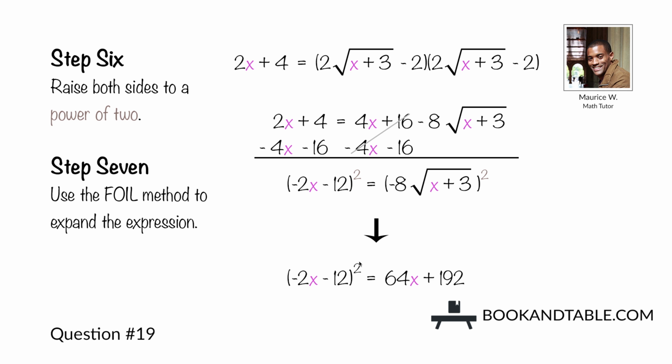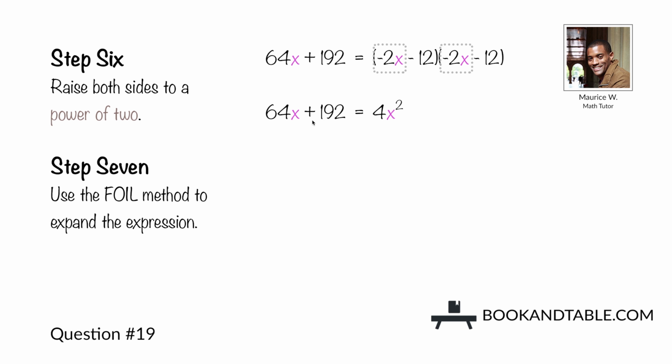Now for step 7, use the FOIL method to expand the expression, this one. So we get 64x plus 192 is equal to negative 2x times negative 2x is 4x squared. Negative 2x times negative 12 is positive 24x. Negative 12 times negative 2x is positive 24x. Combine these two terms to give us positive 48x. And negative 12 times negative 12 is positive 144.